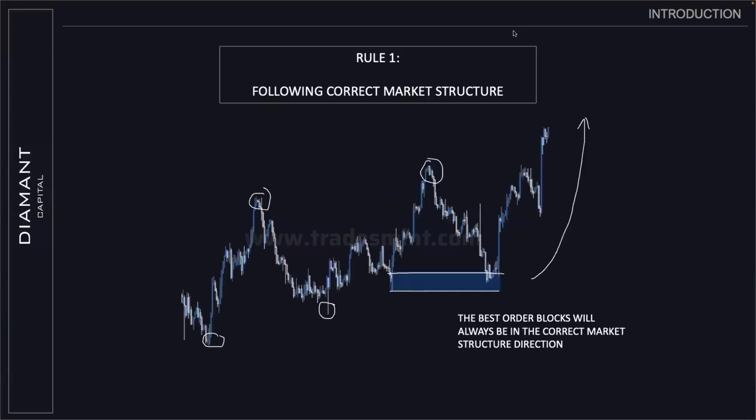So the first one: following the correct market structure. As you can understand, even from one of the first videos in this part of the course, market structure is always going to be that first bit of technical analysis that you do. In this case, we've got a buy scenario, right? We've got a nice buy trend, higher highs, higher lows, higher highs, and higher lows.